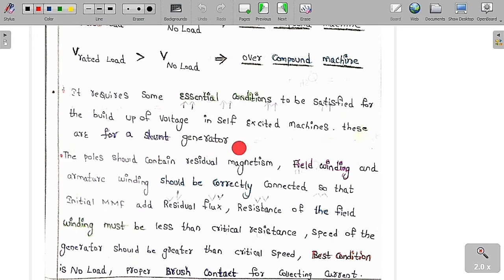So these are the conditions for a shunt DC generator. The pole should contain residual magnetism. The field winding and the armature winding should be correctly connected so that the initial MMF adds to the residual flux. The resistance of the field winding must be lesser than the critical resistance. The speed of the generator should be greater than the critical speed. The best conditions are no load and proper brush contact for collecting the current. So these are the essential conditions for building up of voltage in self-excited machines.